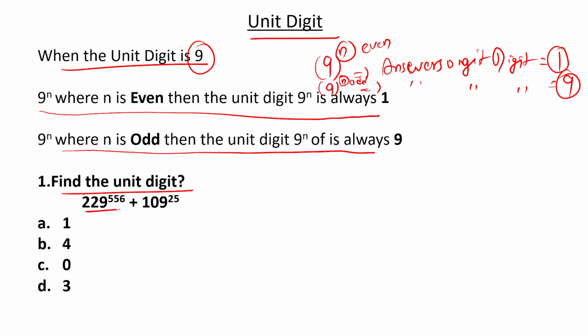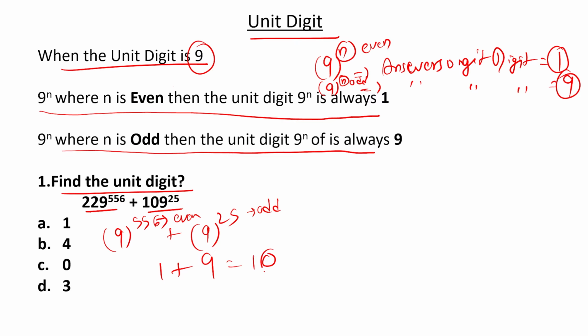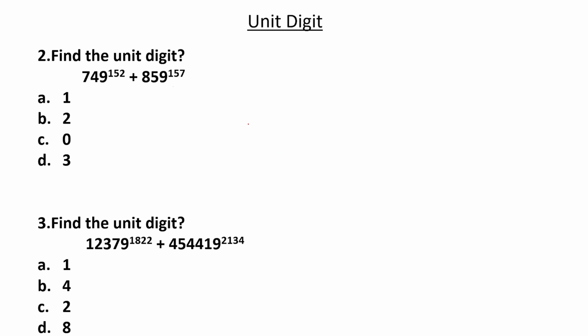Find the unit digit of the given thing. Here, simple. That's 9 power 556 plus 9 power 25. It is even. It is odd. So 9 power even is 1, 9 power odd is 9, which is equal to 10. Well, 0 is the answer since 0 is in the units place. That's how you do it. You understand, right? Let's move on to the next slide.